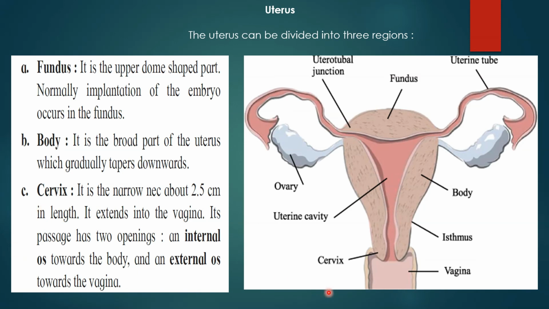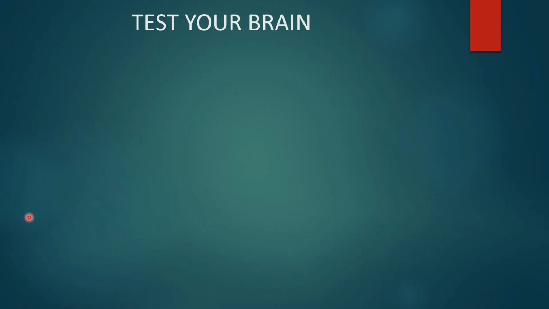Last is the cervix. This is the cervix portion. It is a narrow neck about 2.5 cm in length. It extends into the vagina. Its passage has two openings, an internal os, this part is the internal os, and an external os towards the vagina. So the uterus has three parts: the fundus, the body and the cervix. I hope the things were very clear to you all.